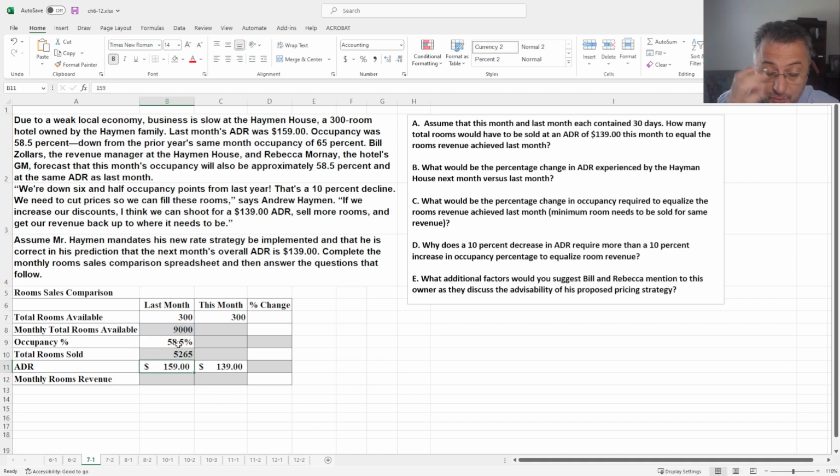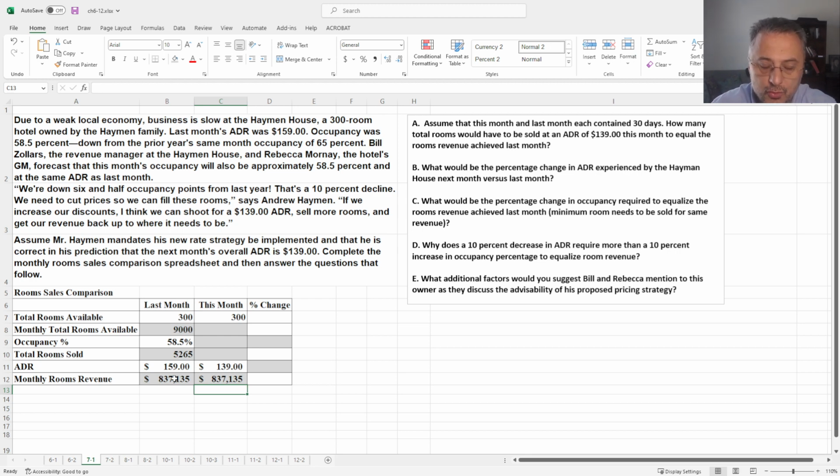we sold 5,265 rooms in 1 month, and the total revenue is going to be $837.35. Now, because we want to look at the minimum numbers, for example, what will be the percentage change in occupancy required to equalize the rooms revenue achieved last month? The minimum is going to be this month's revenue equal to last month's revenue. That's the minimum number for the given price.